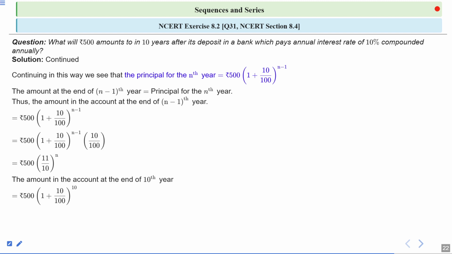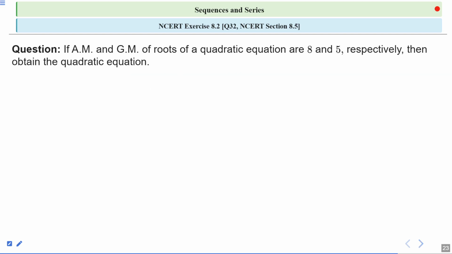Okay, so this is equal to 500 times (11 by 10) whole to the power 10. So if 500 rupees is deposited for 10 years in a bank which pays an annual interest rate of 10% compounded annually, it will become 500 times (11 by 10) to the power 10. Okay, clear? See the next problem.